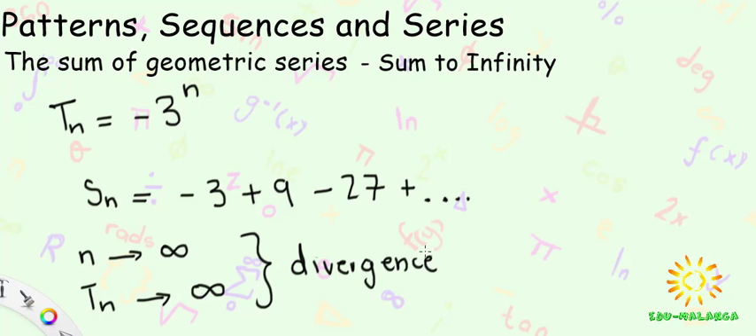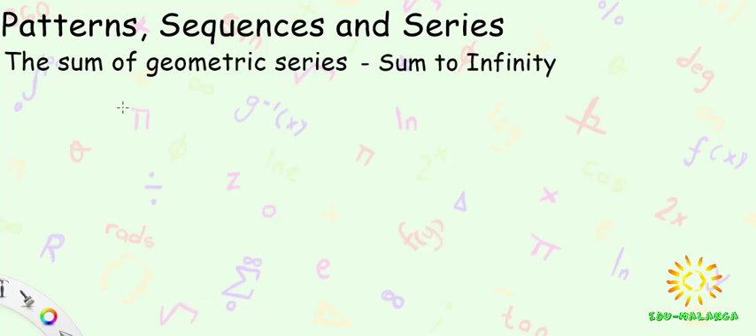But let's also note that we have a minus, plus, minus. And what we call this behavior in a geometric series, when your series jumps from negative to positive back to negative, we call it oscillating, which means it's jumping back and forth between the negative and the positive. So this one we can describe as diverging and oscillating.